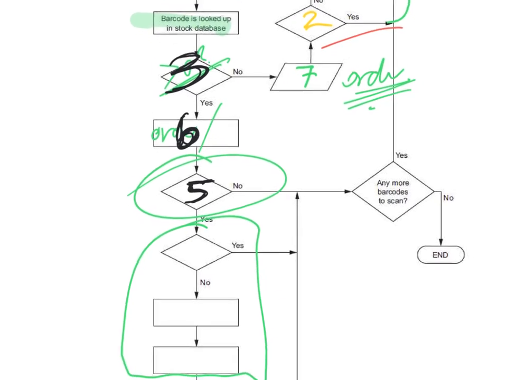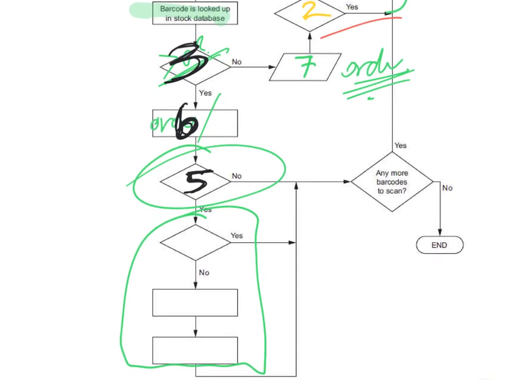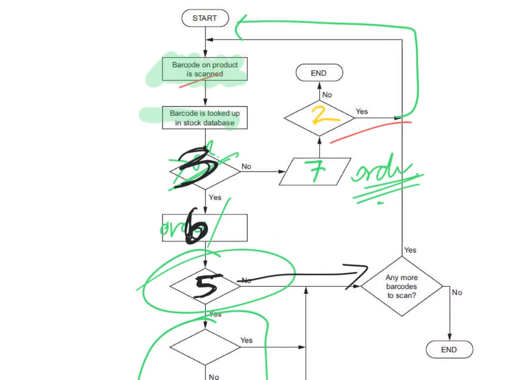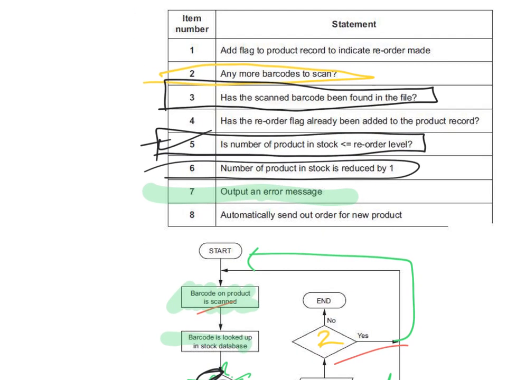Oh my goodness, this is a tricky long question. So we've tested if it's in stock. If it's not in stock, we don't need to reorder it, we go around and scan it, and now we've got 3 more, so it's good that we've not done this one. So we'll add flag to product. We have not used, has the reorder flag already been added to the product? Automatically send out new order for product.